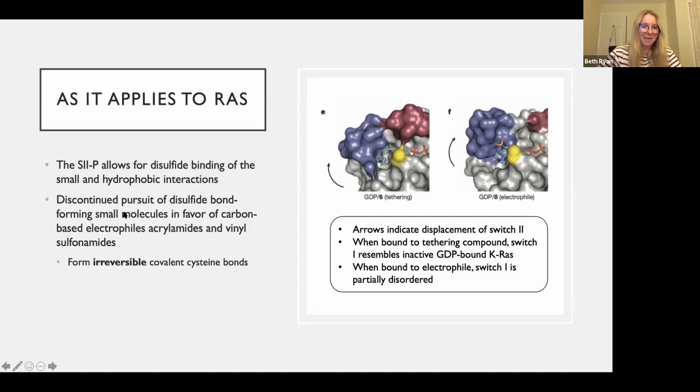So in this paper, they actually discontinued these disulfide bond forming small molecules in favor of carbon-based electrophiles, acrylamides, and vinyl sulfonamides to form irreversible covalent cysteine bonds. So the point of the disulfide bonds was that you could remove them and just leave that loosely bound small molecule there. This paper was like, we want to keep it. We want to ensure that it's not really going anywhere. But more on that later.